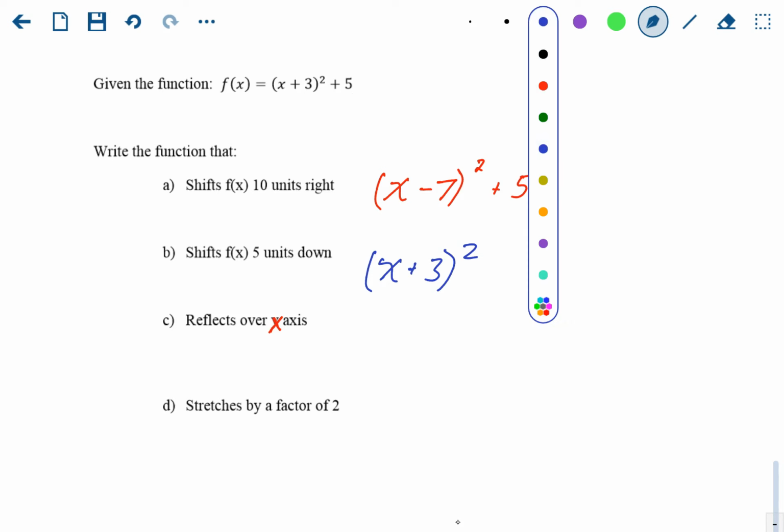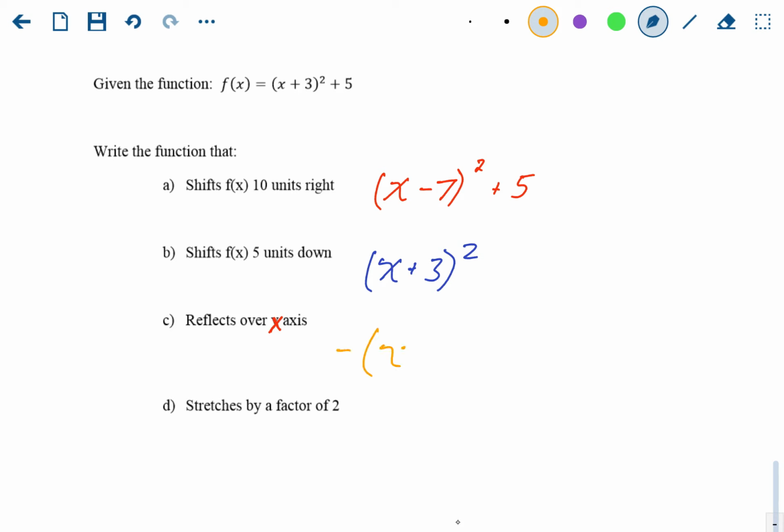All right, reflects over the x-axis. That should say x. It originally said y on your notes. Reflects over the x-axis. That just has to do with the part in front. If the part in front is negative, it reflects over the x-axis. If it's positive, it doesn't. So we'll just make that negative out front. Nothing else changes.